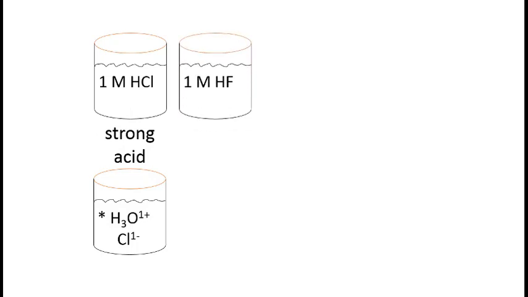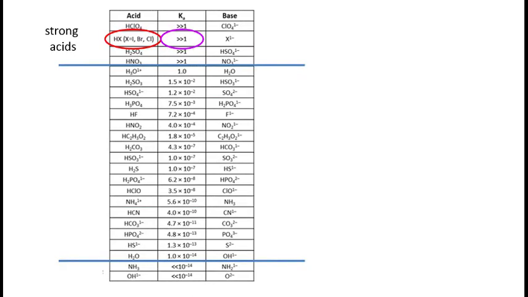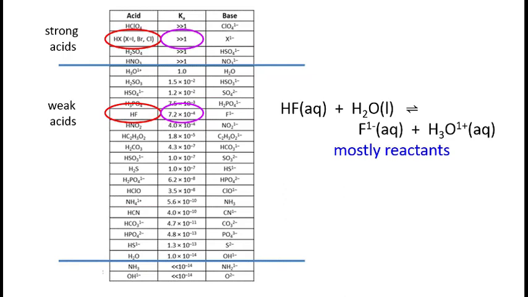What if we have a beaker that's labeled 1 molar HF? What's the primary species there? Let's go back to the acid-base chart. As opposed to HCl, which is above the line near the top, HF is below the line. Its Ka is less than 1, so it is a weak acid. While weak acids do produce some hydronium, they do not react extensively. So the balanced equation for the reaction of HF with water ends up with mostly reactants.